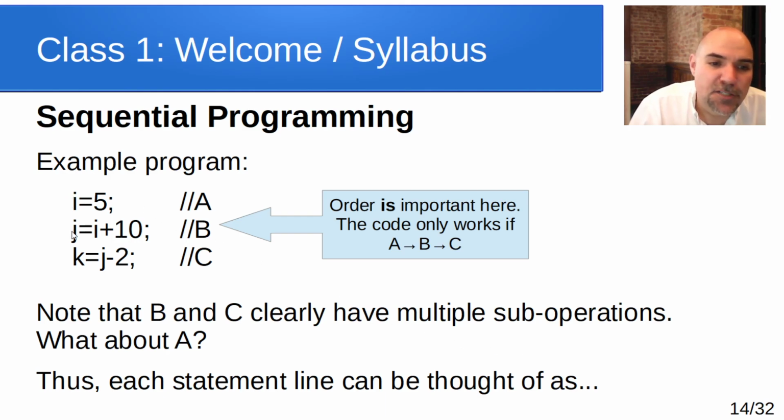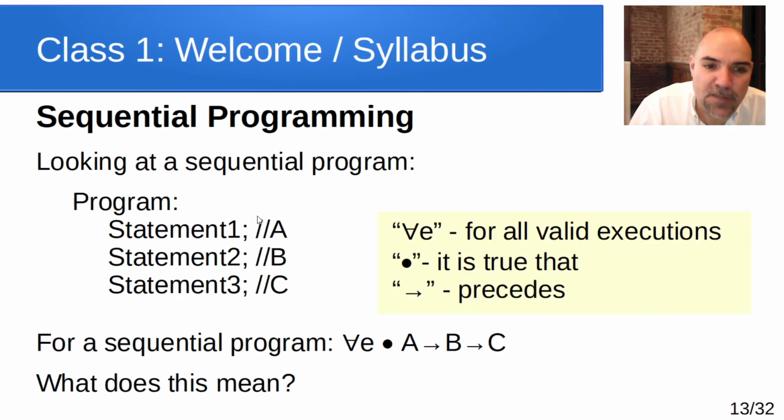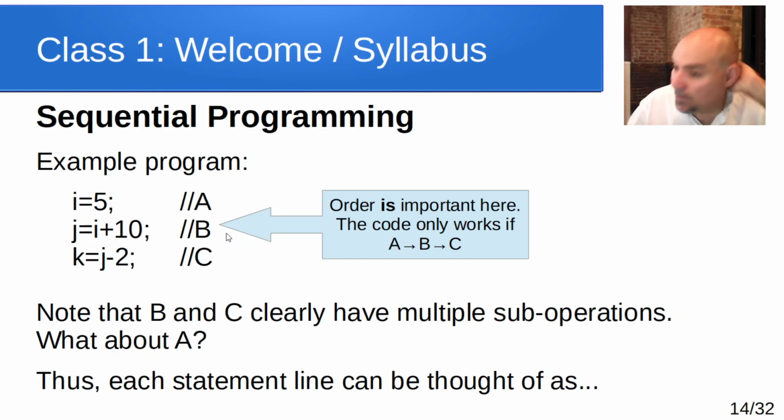So here's a sequential program: i equals 5, j equals i plus 10, k equals j minus 2. Let's call those A, B, and C to fill in something from this abstraction we have here. Let's make something a little more realistic. There's a little bit of code over there on the left, A and B and C.